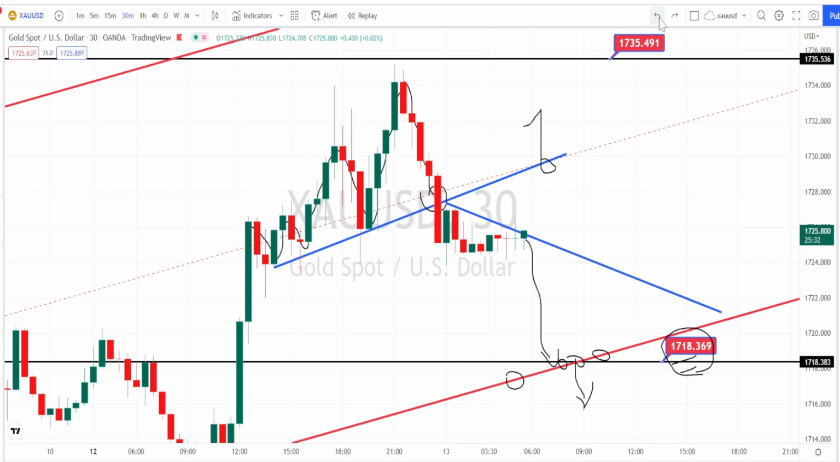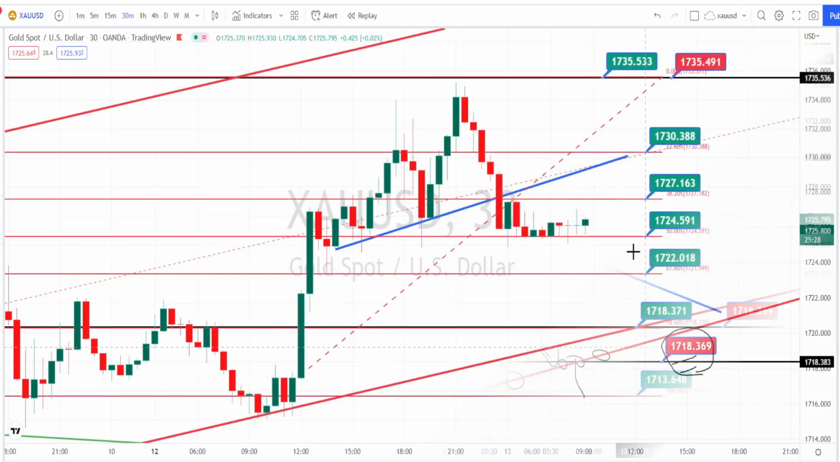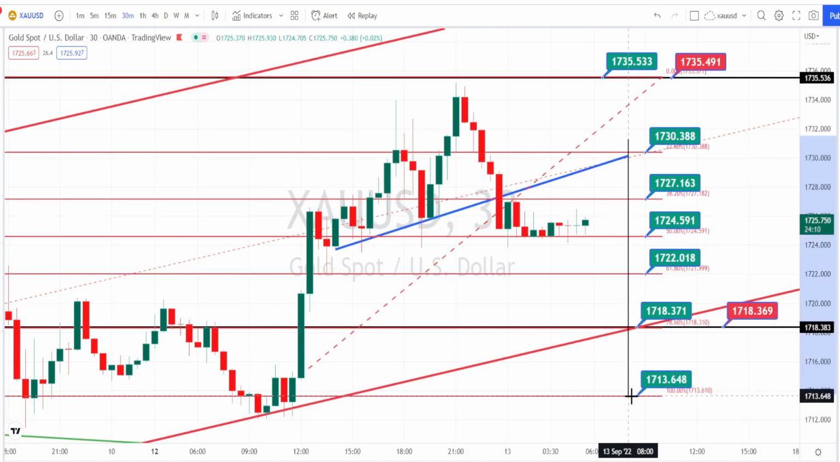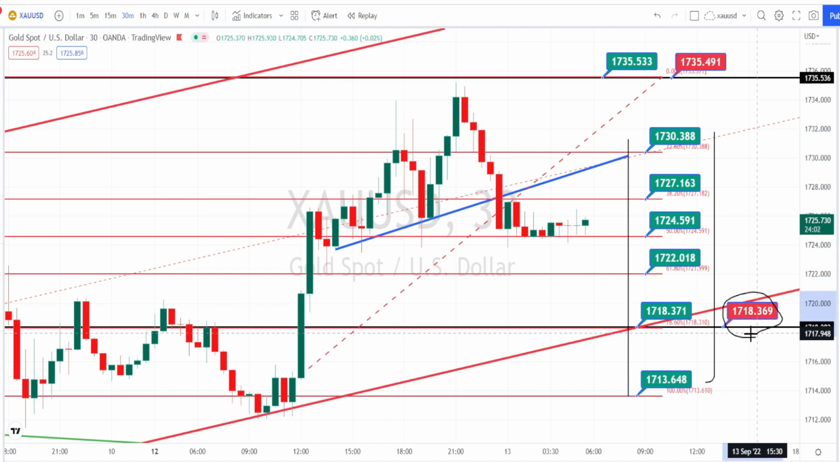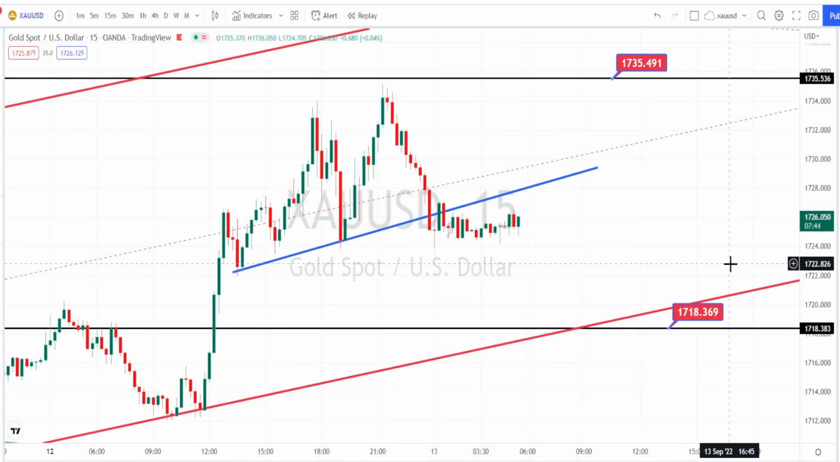Let us mark the support and resistance levels for 30 minutes time frame. So the values within these green color boxes are the resistance and support levels for current price action in 30 minutes time frame. The values in red color boxes are the daily time frame resistance levels and the support levels. Let us do the analysis in 15 minutes time frame. I am in 15 minutes time frame now.